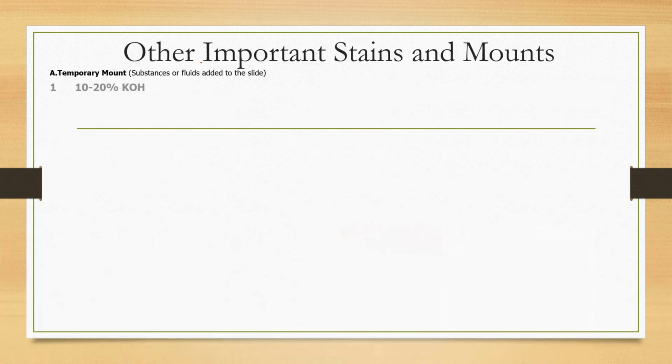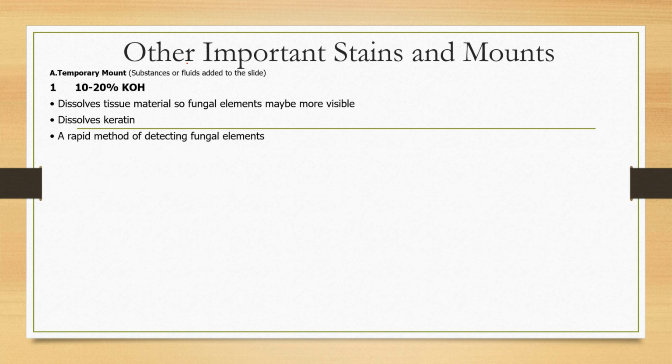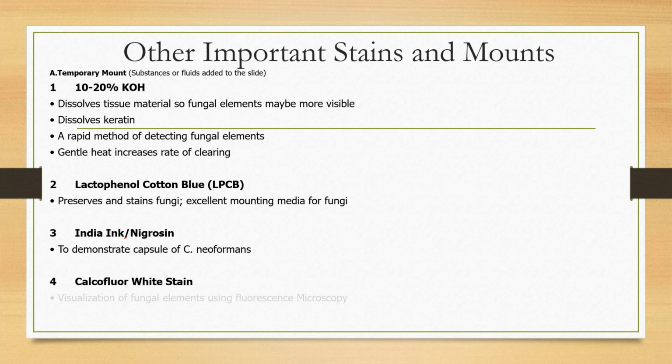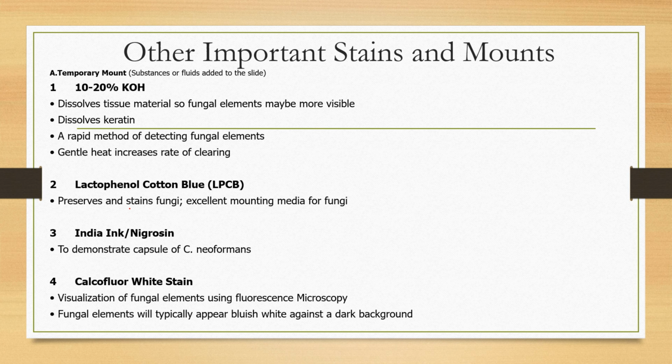Other important stains and mounts. So this is differentiated into two types class. Let's talk about the first one, yung temporary mount. Pag sinabi mong temporary mount, when we talk about temporary mount, these are substances or fluids added to the slide. So mga substances lang to class, katulad ng NSS. So these are mountants. So, the first one is 10 to 20% KOH.